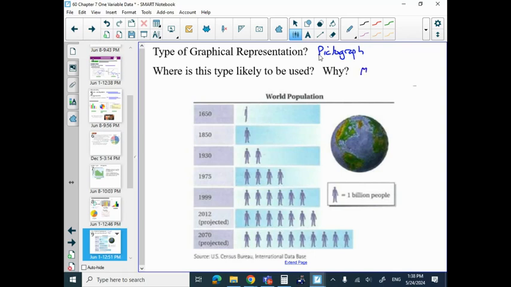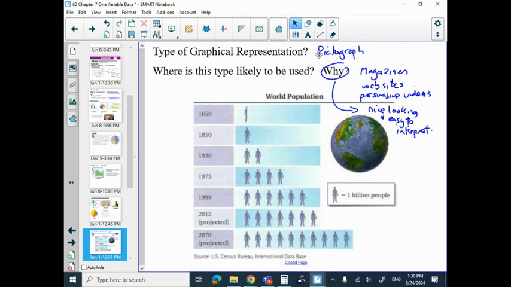So magazines, if they still exist, websites, right? Persuasive videos, etc. And why? Well, they're nice looking and they're easy to interpret or understand. They're high impact. They're visual. They're pleasing. It gets people's attention, right?